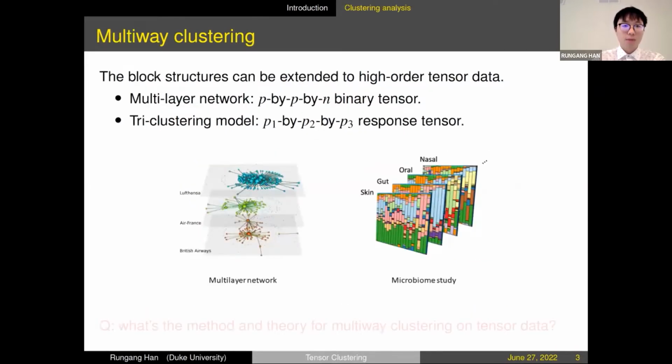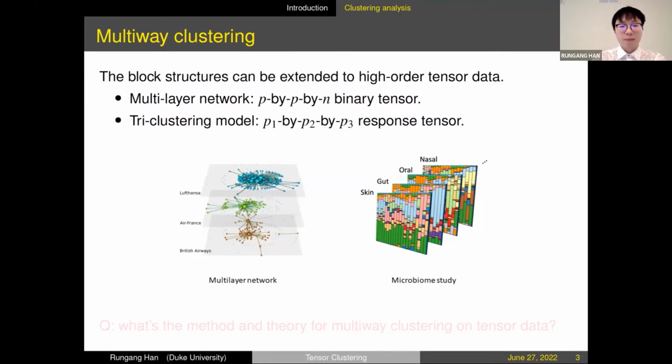We also found that a similar idea can be extended to even higher order data, namely the tensor. For example, we can start from the multi-layer network. That being said, instead of just considering one adjacency matrix or one network, we can construct binary tensors to characterize the relationship or the connections for the same node set under different contexts. As an illustration, in the left panel, I give this plot of the European air route network. Each slice corresponds to a particular airline.